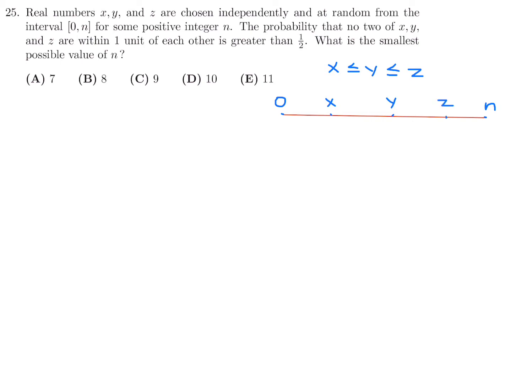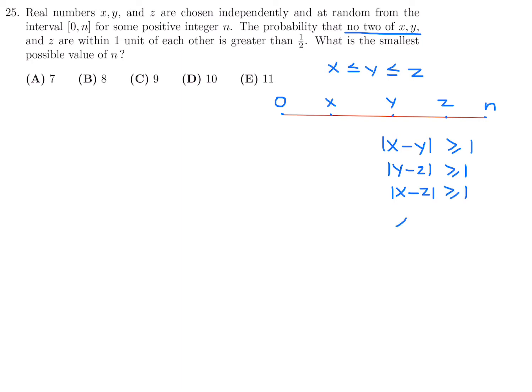So our conditions, according to the question, are that x minus y, if you take the absolute value, the positive difference, has got to be greater than or equal to 1. That's what it means, that no two of x, y, and z are within 1 unit of each other. And then similarly, y minus z, the positive difference has got to be greater than or equal to 1, and so does x minus z. So those are our conditions.